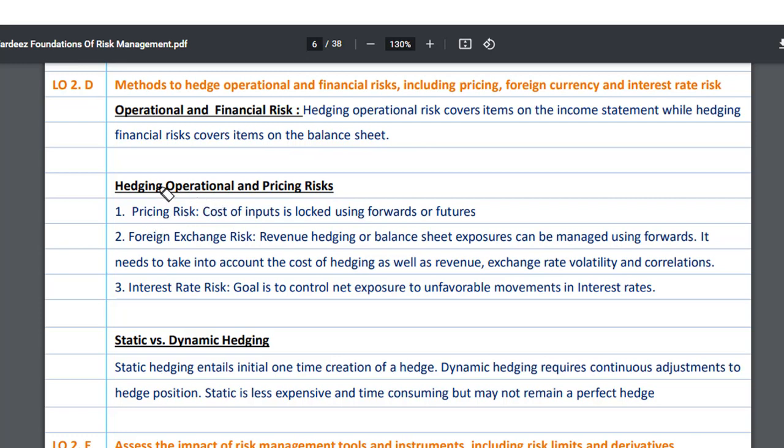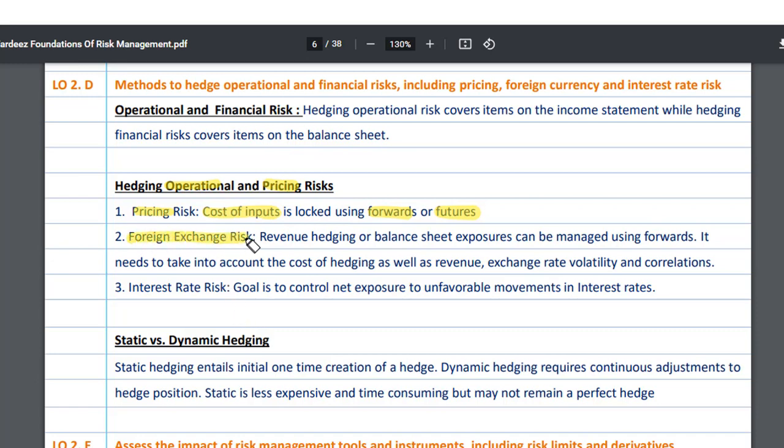Now talking about hedging operational and pricing risk, let's first see how a firm can manage its risk of price increases or decreases. To hedge this pricing risk, or the cost of inputs, where the prices are most sensitive, you can lock your cost of inputs using forwards or futures contracts. You can enter into either of these contracts and lock your cost of input, so you can have stability of pricing.